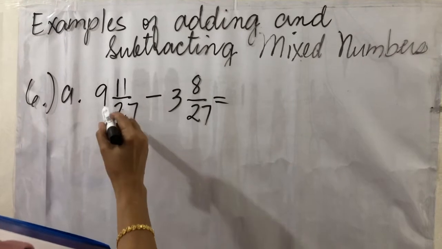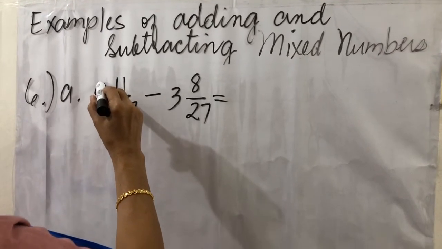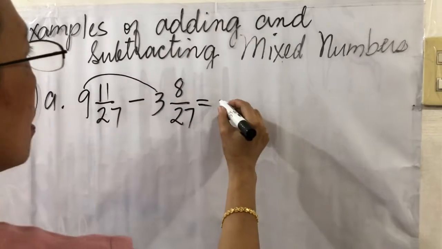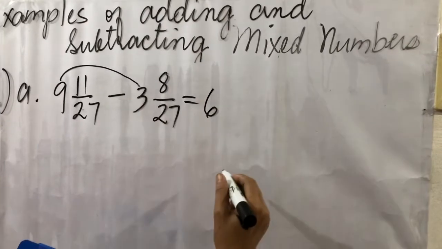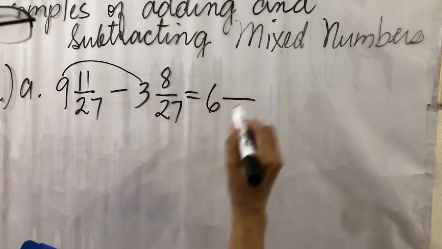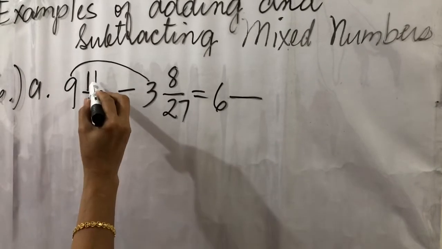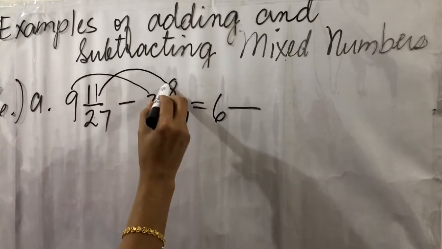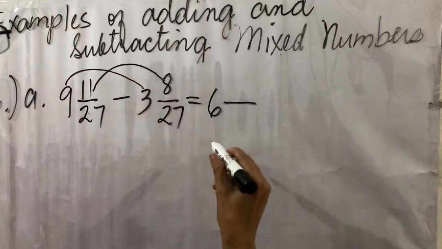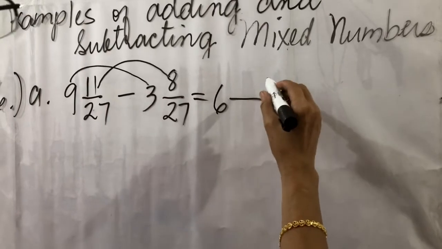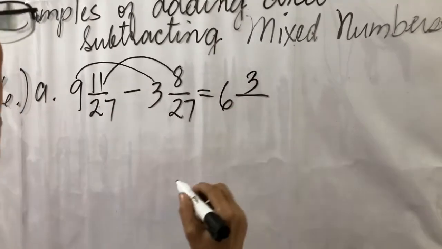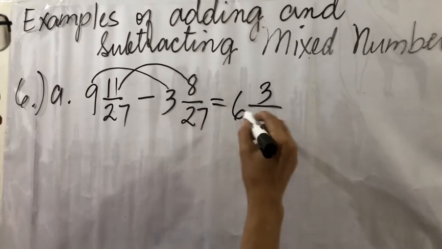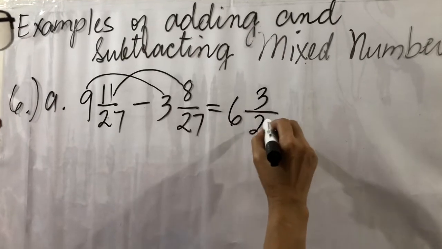So we subtract first the whole numbers. 9 minus 3. The answer is 6. The next one, you write the line here. Subtract the numerators of the fractions. We have 11 minus 8 equals 3. And then, you copy the denominator as is. So, the denominator of the answer is 27.